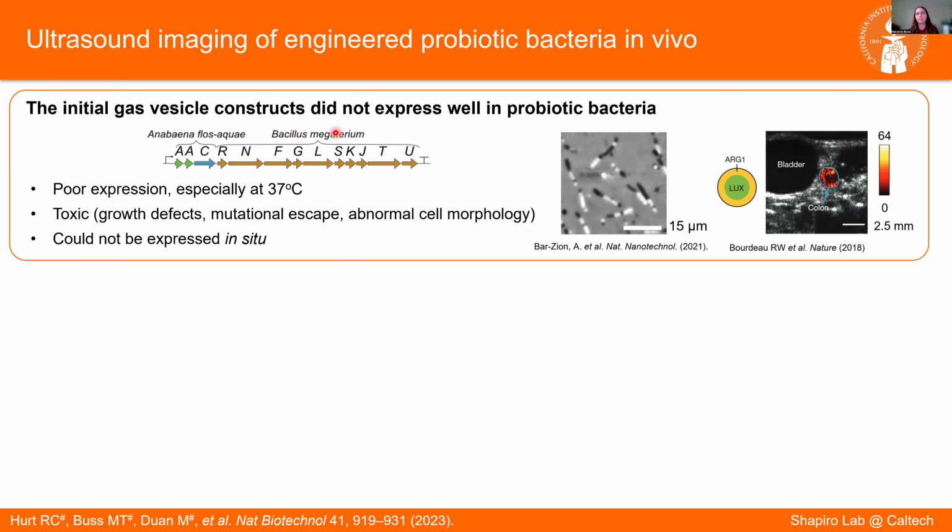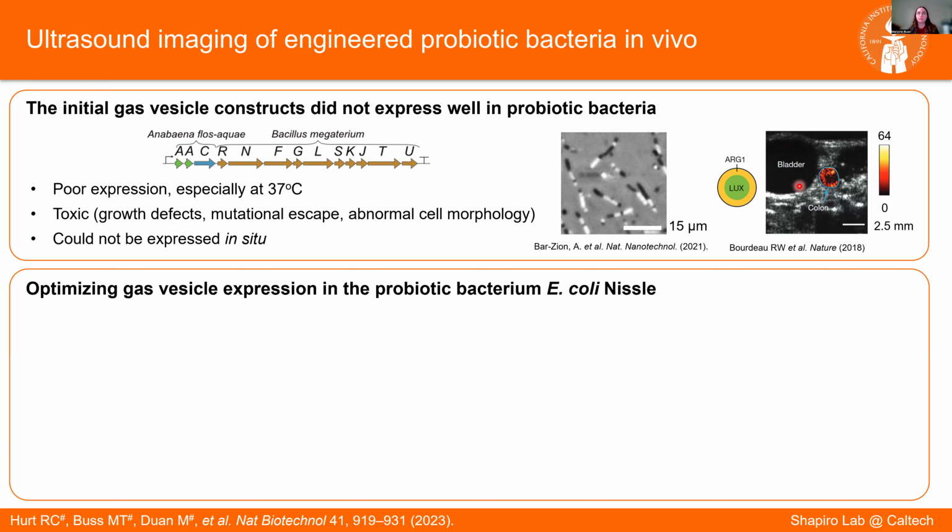So in order to get these initial in vivo results from the lab, the bacteria had to first express the gas vesicles under ideal conditions in culture, and then they were injected into the mouse, in this case in the colon, to be imaged. But this isn't very relevant for monitoring bacteria inside the body. We want them to actually be expressing the gas vesicles in situ and then be able to see them. So the first step in all of this was optimizing gas vesicle expression in a probiotic bacterium.